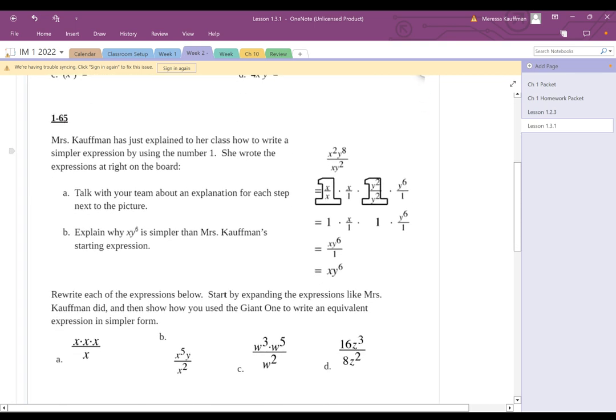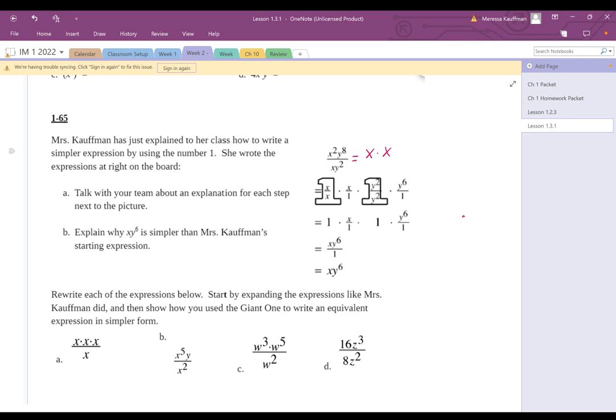Now, another way to simplify an expression is to notice when certain parts of the expression equal 1. And what I'm going to do here is, it says explain to your class how to write the simple expression using number 1. She wrote the expression right on the board. So this is what I wrote over here on this side. But what I'm going to do is I'm going to expand this out a little bit more before it goes down to the next level. So remember, when I'm expanding x squared, I'm going to make it x times x.